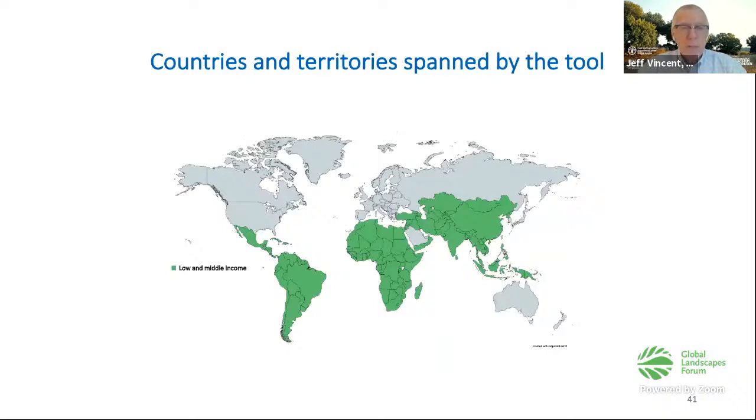The tool focuses on 139 low and middle income countries, which are shown in this map. These are countries where land degradation is often the most severe and where information on forest restoration options is most lacking. Next.